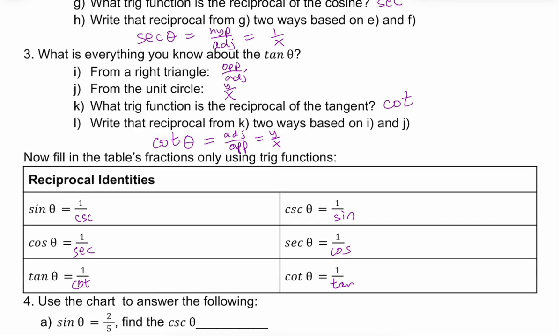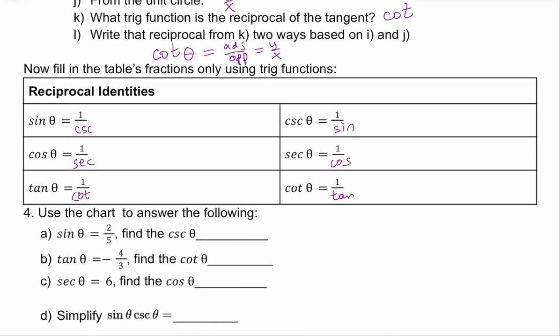Now, if we want to write the reciprocals using only trig functions, we know that the sine of theta is 1 over the cosecant of theta, and I should write the thetas there. So cosecant is 1 over the sine, and cosine can be written as 1 over secant. Secant can be written as 1 over cosine. Tangent can be written as 1 over cotangent. Cotangent can be written as 1 over tangent.